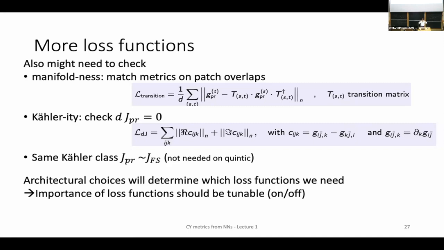Okay, so what I wanted to make clear from this is that the architectural choices, in particular the choice of what we want to predict, is it the Kähler function, the Kähler potential, or the metric, will lead to different requirements for what kind of loss functions we need. But you can basically do whatever you want as long as you put in a loss function that encodes the conditions that you want your prediction to satisfy.